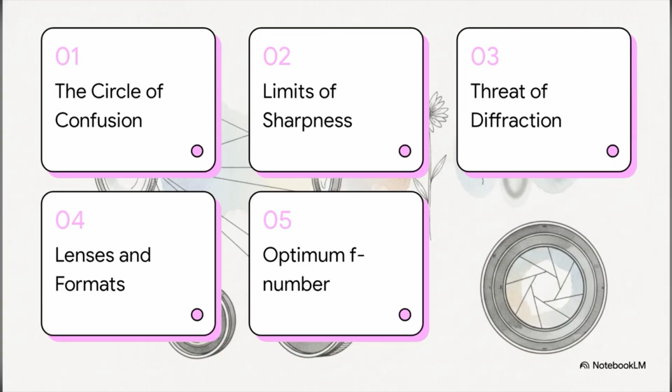So, here's our game plan for today. First, we'll look at the circle of confusion. Second, the limits of acceptable sharpness. Third, we'll tackle the threat of diffraction. Fourth, we'll cover lenses and camera formats. And finally, finding that all-important optimum F number.